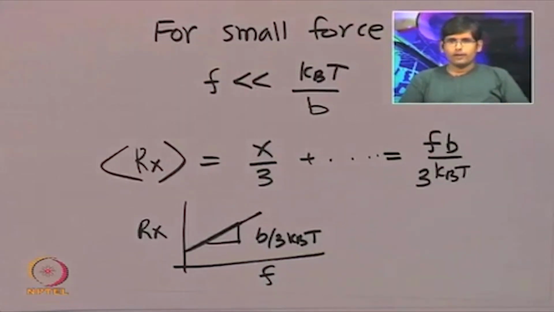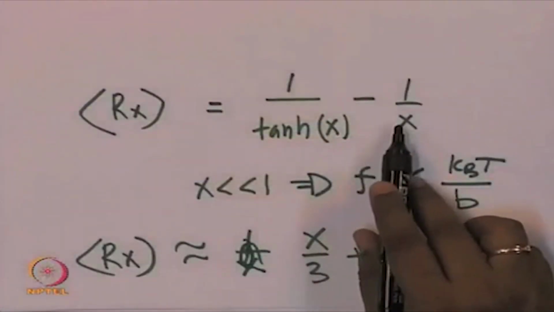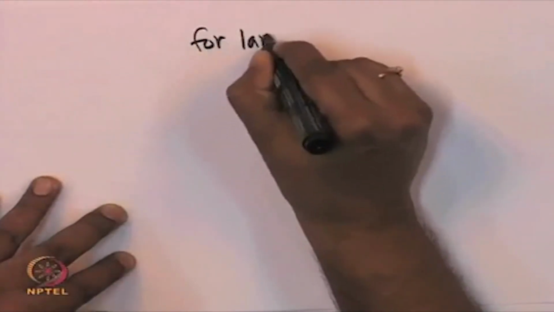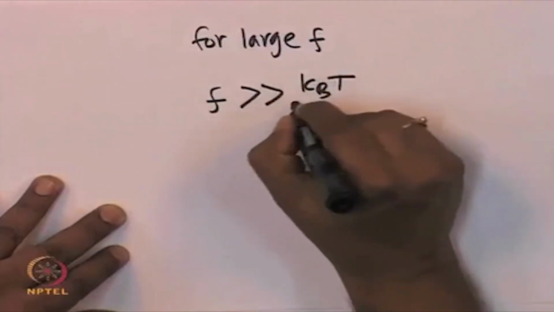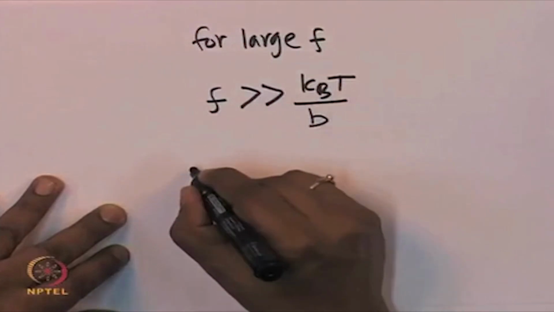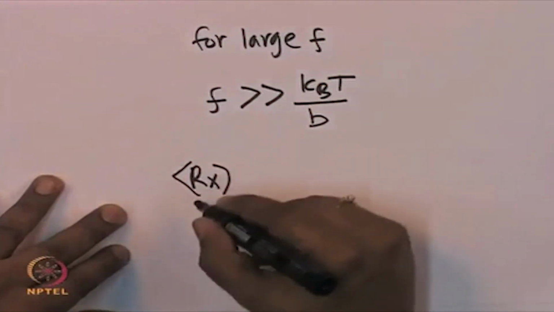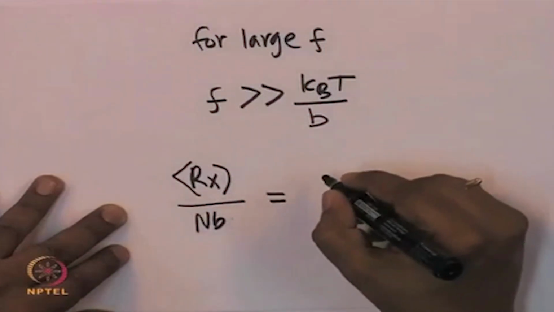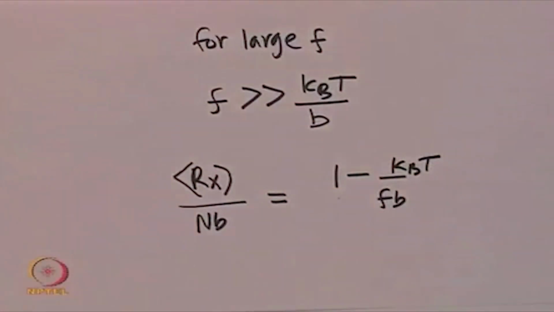Now what do we have for large force? We have this expression, which is tan hyperbolic x minus 1 by x, and for large f, that is f much larger than k_B T by b, it turns out that this end to end distance, scaled with some factors, so let me call this n b, will be equal to 1 minus 1 by f b by k_B T.